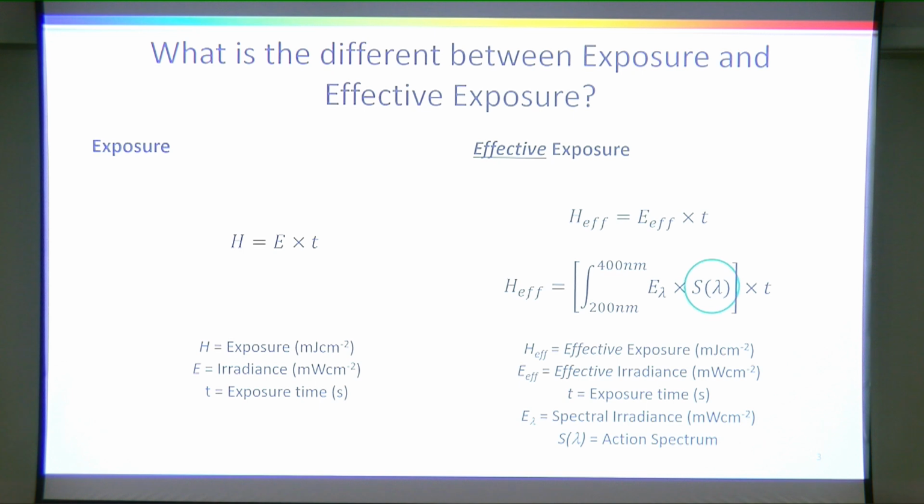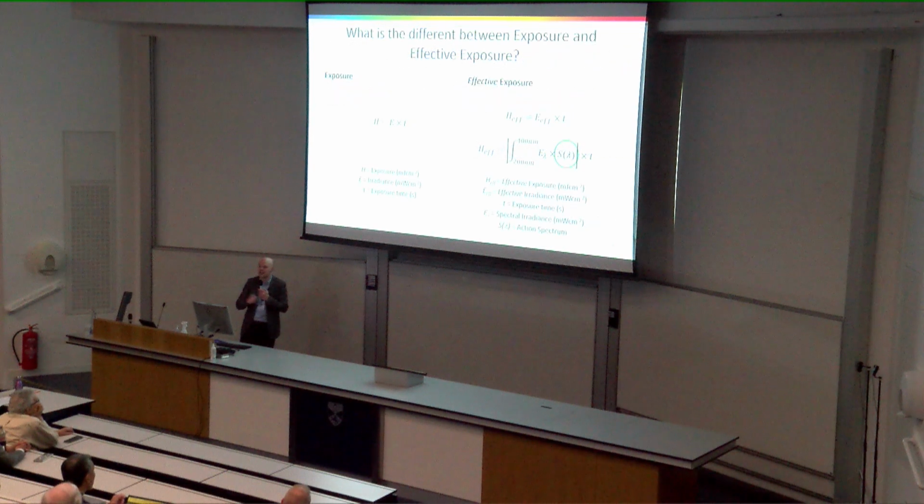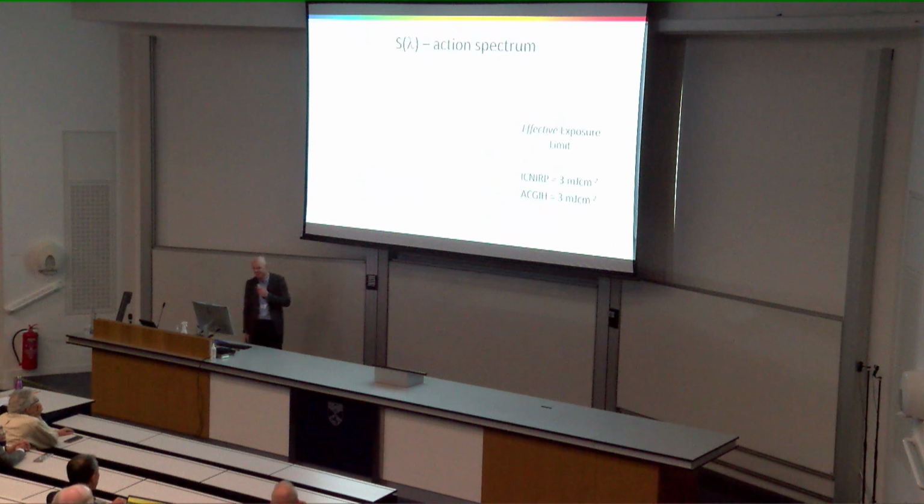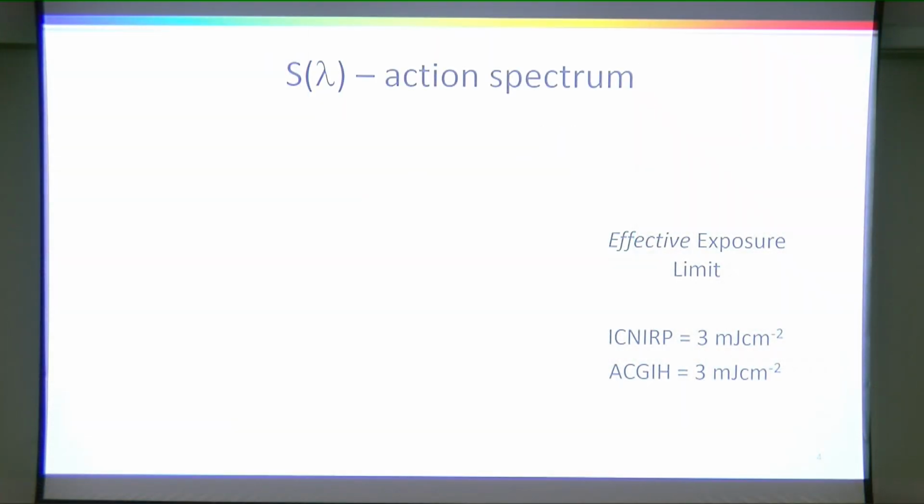Can anybody tell me for Far-UVC what the ICNIRP exposure limit is? Just shout out. 23. 23. What about the ACGIH exposure limit? 161. 161. Okay, wrong. ACGIH and ICNIRP actually both have the same exposure limit. Okay, and that is an effective exposure limit of 3 millijoules per centimetre squared. All right, they actually agree with each other.